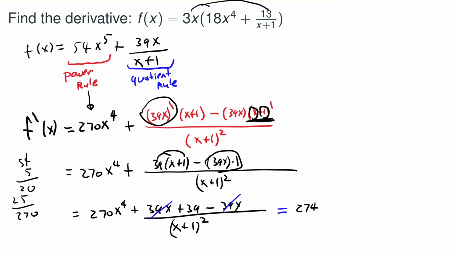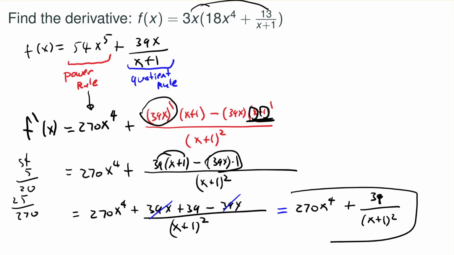270x to the fourth plus 39 over x plus 1 squared. So this is the derivative of this function right here.